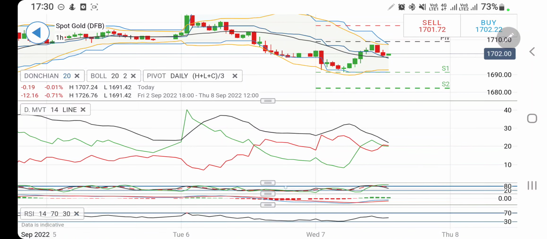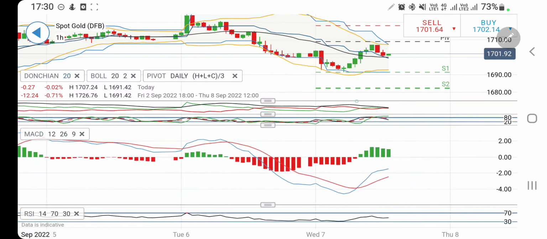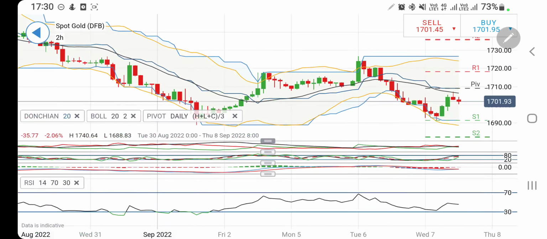Let's be cautious. Directional movement is not indicative of anything. Stochastic was at a high and it has dropped since then. The MACD is bullish. It is trying to converge a little. RSI is looking upwards.